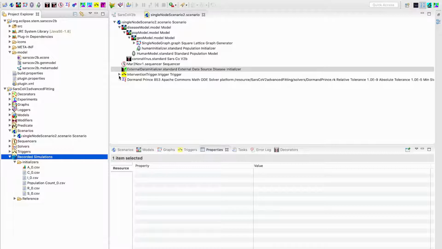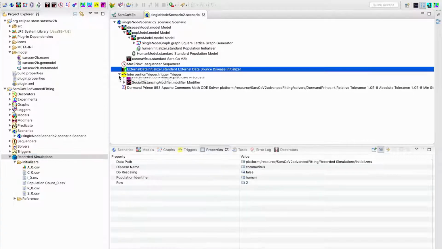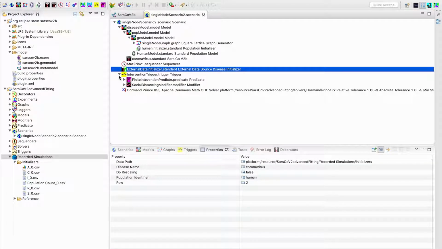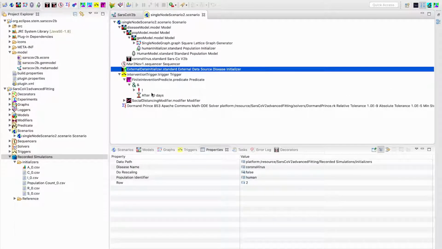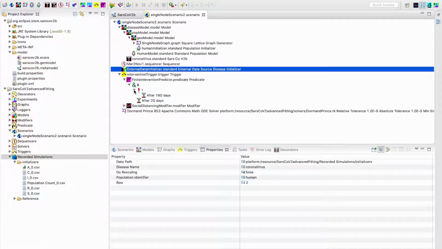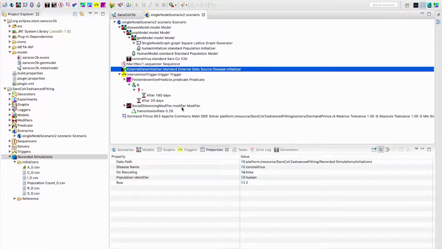Interventions in STEM are defined as triggers. So this intervention trigger within the single node scenario consists of 2 parts, a predicate and a modifier. The predicate defining the timing of the trigger or intervention. So this will be implemented after 20 days and lifted after 180 days in this instance, and the modifier defines the change in one of the model properties. So in this case, the transmission rate parameter, 0.26.